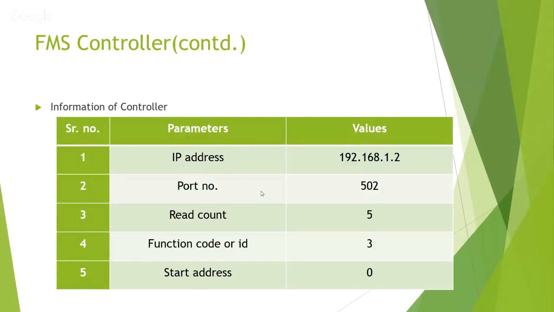And the fourth is the function code. Function code basically tells whether you want to read the data or write the data. I'm using function code 3, which represents reading the data from the controller. The last is the start address. It is the starting address of the register, and every WebGo controller has 0 as a starting address. So these are the information we need to extract data from the controller.